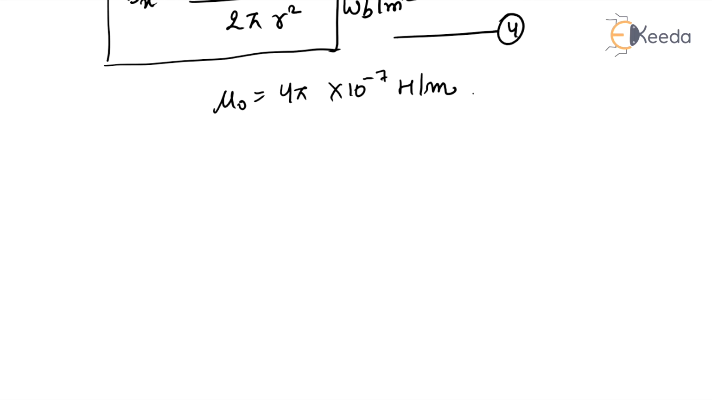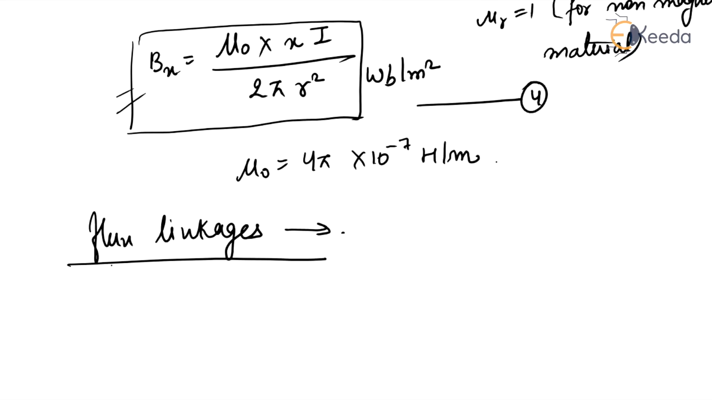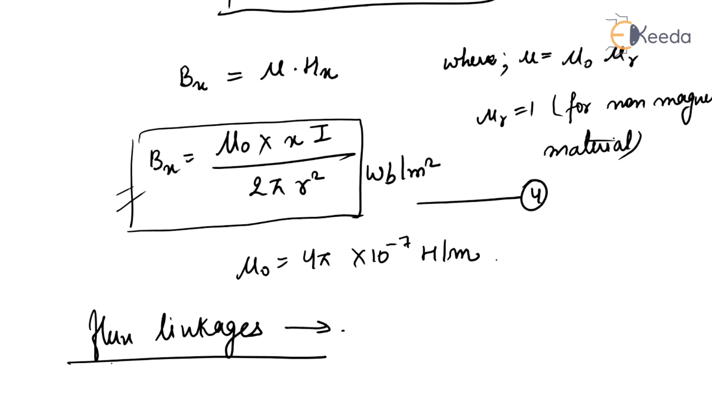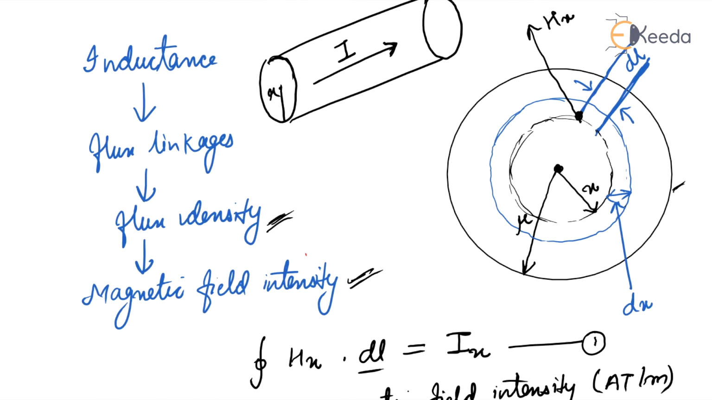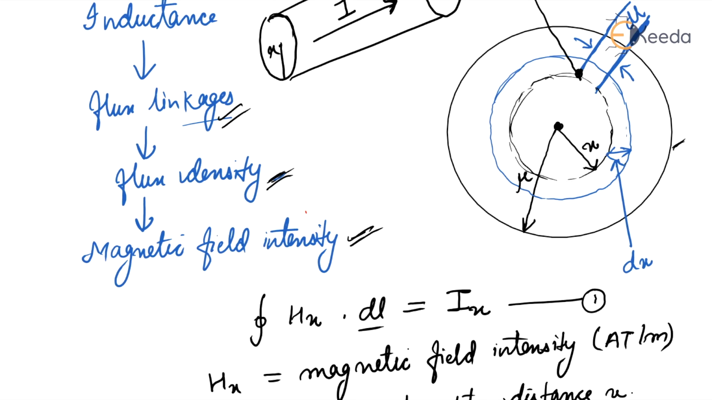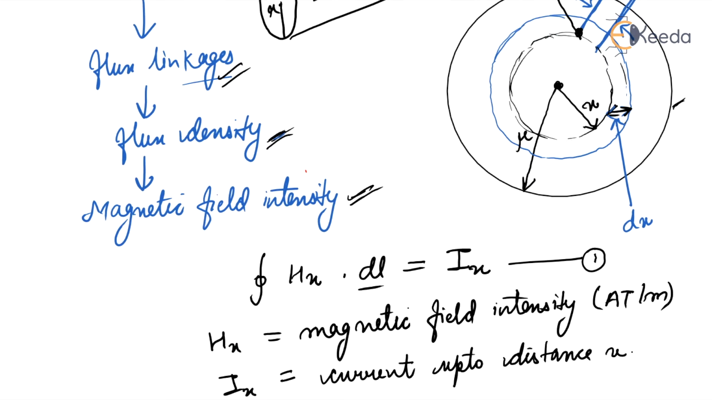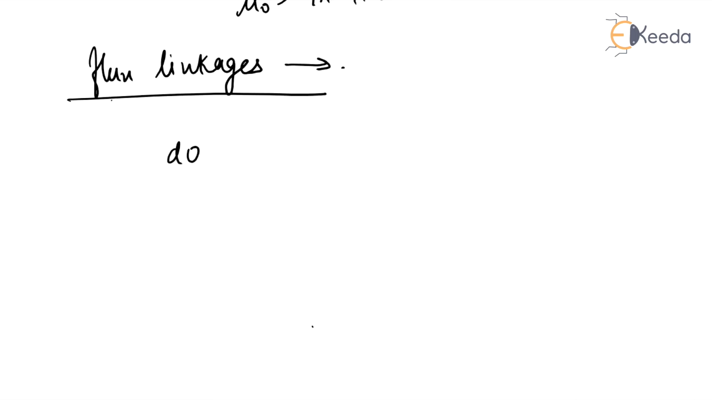Now flux linkages. We need to calculate flux. After Bx, means magnetic flux density, we need to calculate the flux linkages. So we are considering a small tubular element, this small tubular element, this distance dx. So the differential flux d phi x for this small region of thickness dx and 1 meter length of the conductor is d phi x is equal to Bx into dx into 1.